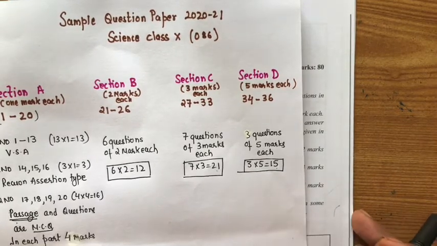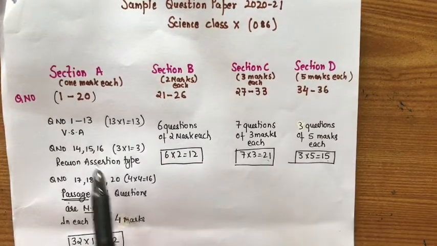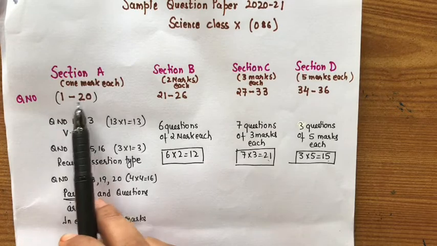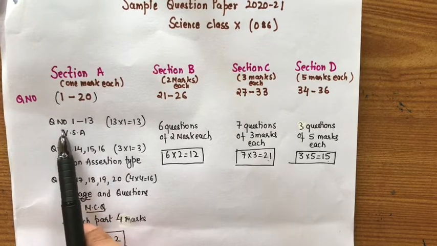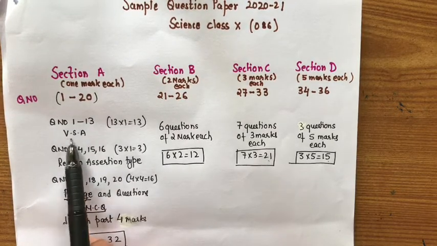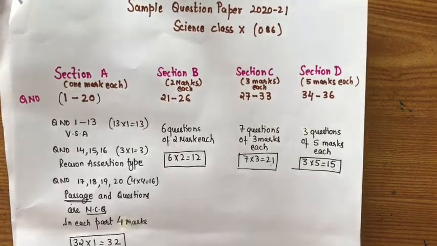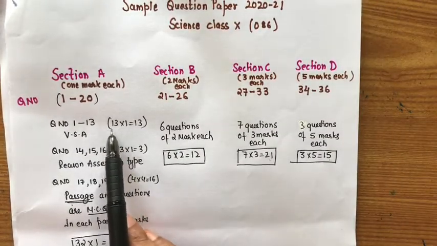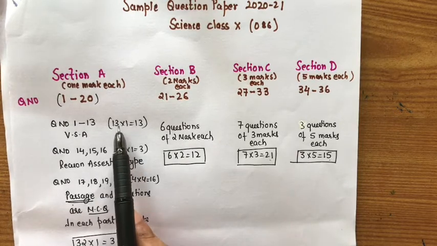Now there is a lot of variation in section A. In section A, question numbers 1 to 20 are mentioned. On that we have question numbers 1 to 13 as very short answer type questions, and there are 13 such questions, so that you have to answer in 1 word or 1 sentence.